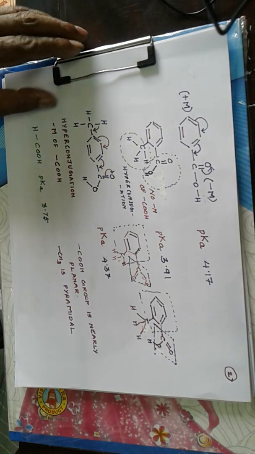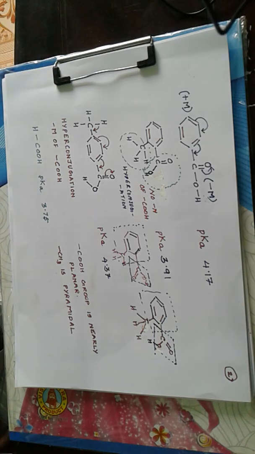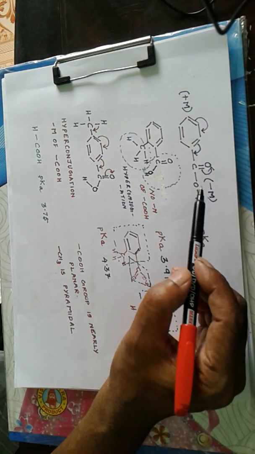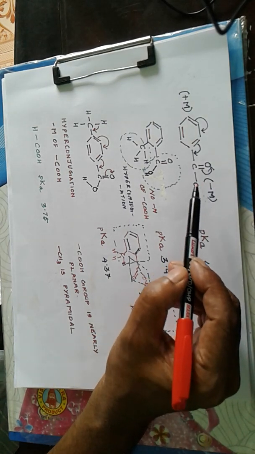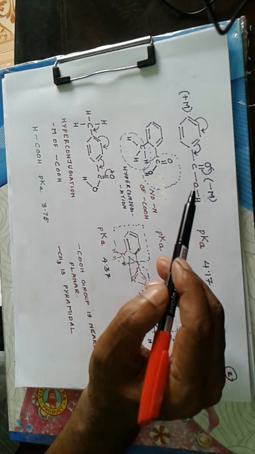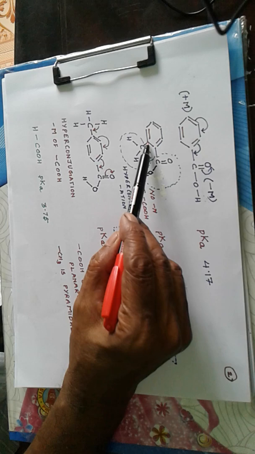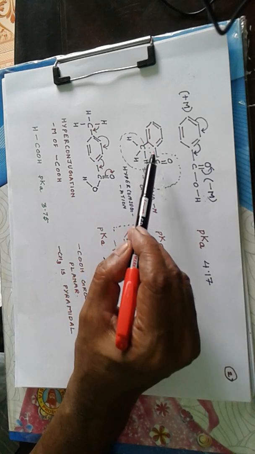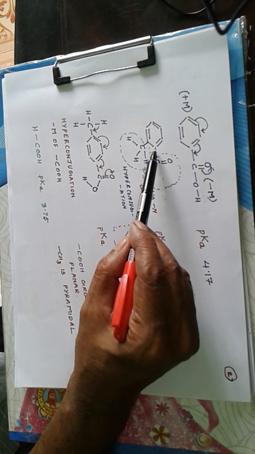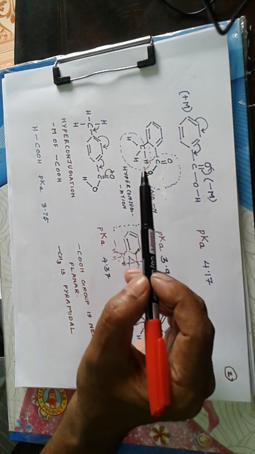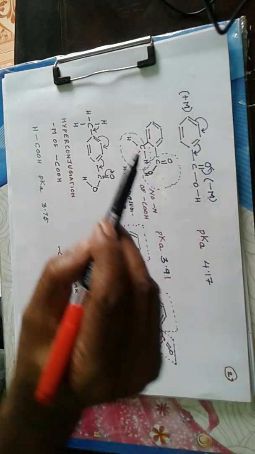Now steric effect can affect the acidity of benzoic acid. For benzoic acid, we have the pK value 4.17. Now if there is an ortho-methyl group in benzoic acid, so this is a derivative of benzoic acid. There is an ortho-methyl group. It is called ortho-toluic acid.